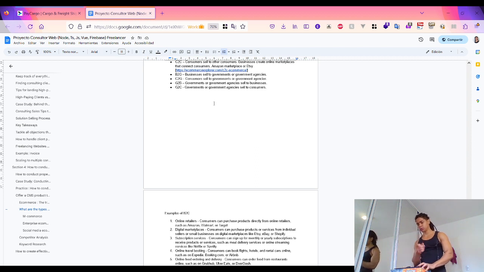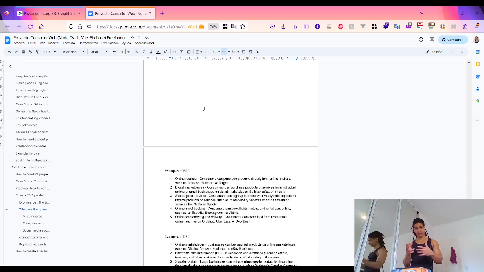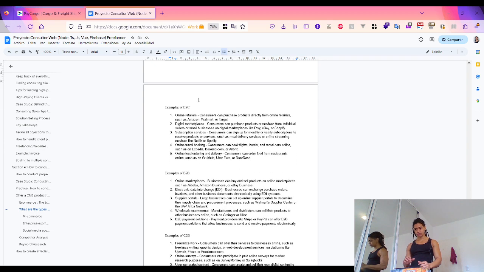So now, another example of government to consumers is passport applications and renewal, like the U.S. Department of State Passport Service, or the UK government official passport service. So citizens can apply to renew or to get a new passport.